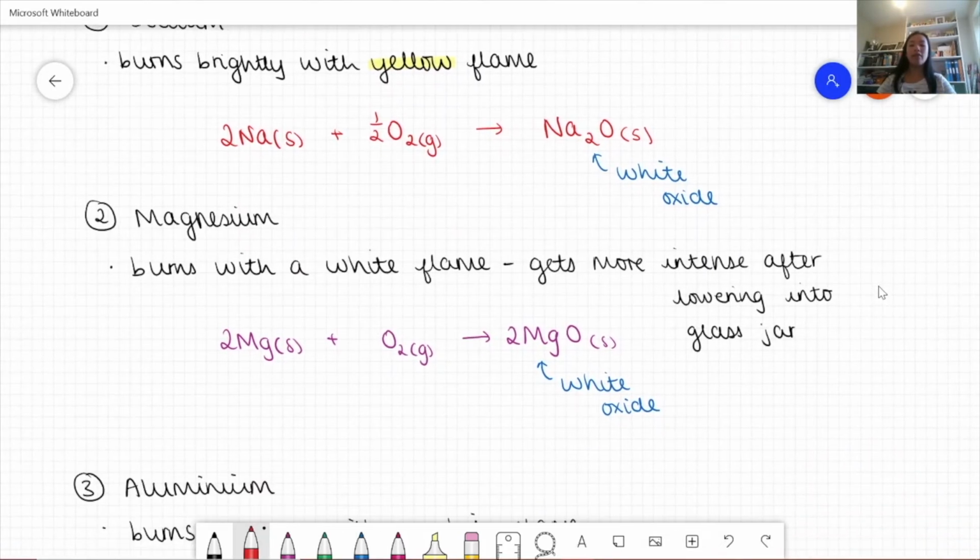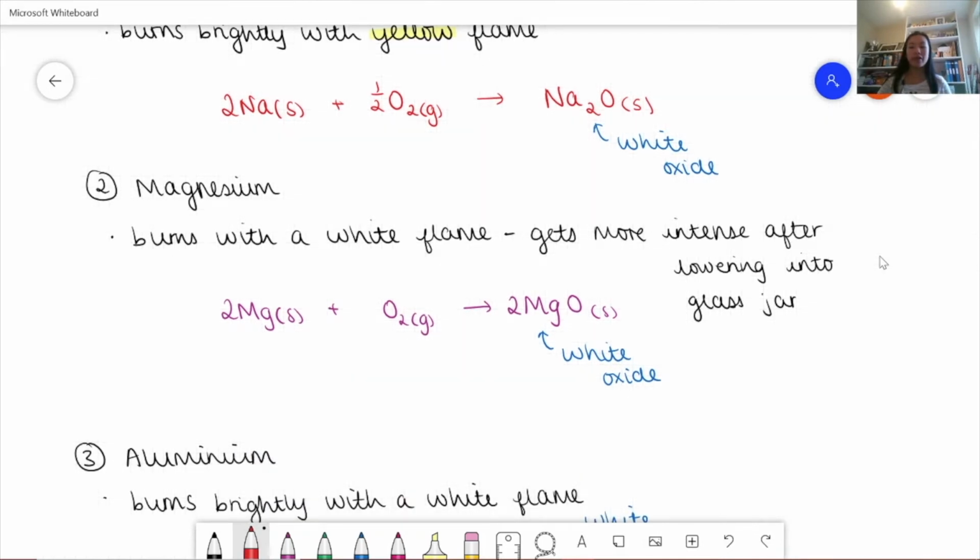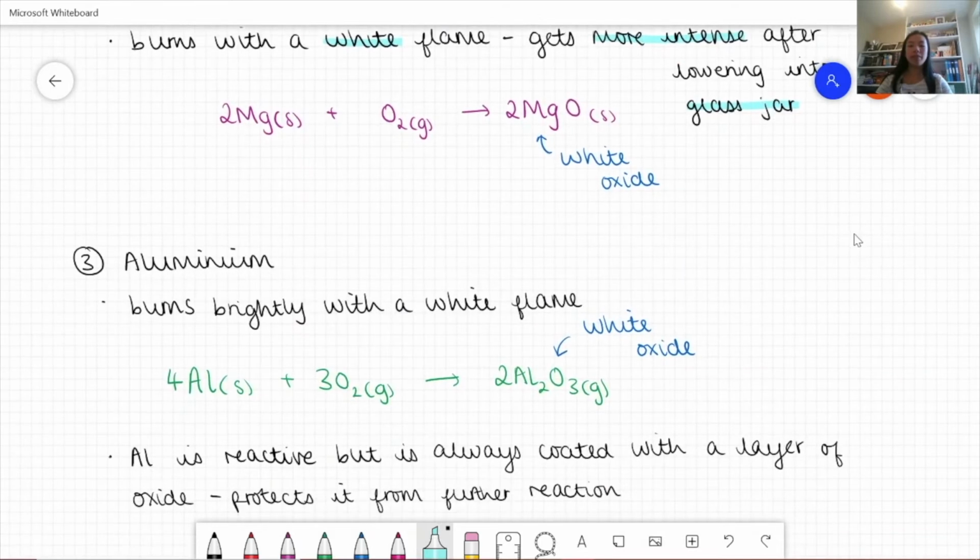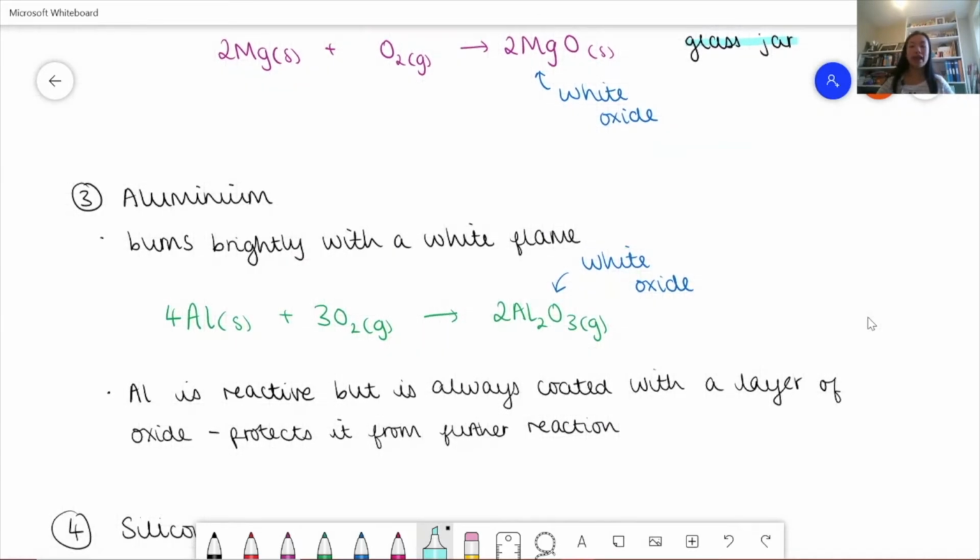And then for magnesium, magnesium burns with a white flame, and it gets more intense after lowering it into a gas jar. And here's the equation that we have. So we have magnesium reacting with oxygen to form a white oxide, magnesium oxide. And then for aluminium, it burns brightly with a white flame again, like magnesium, and it forms a white oxide again. Aluminium is actually really reactive, but it's always coated with a layer of oxide, and this protects it from further reaction.